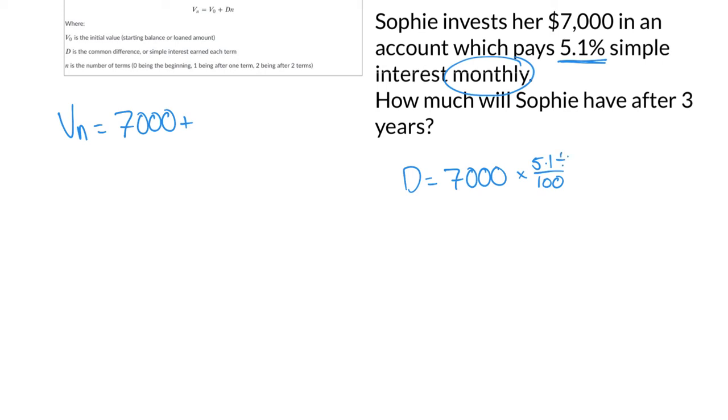Now, there are 12 months in 1 year, so what we do is we just divide 5.1 by 12. Now this will give us how much she will earn each month instead. So if you pop this into your calculator, hopefully what we get is $29.75. So going back to our recurrence formula that we're putting together, the common difference this time is going to be 29.75 multiplied by n. Now, in this situation, n, the number of times that interest is paid, represents months instead.